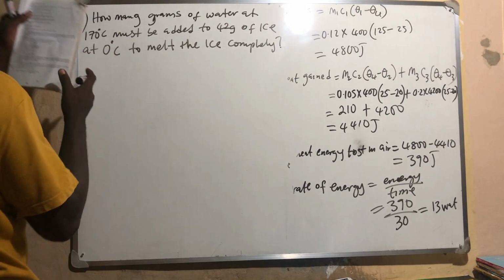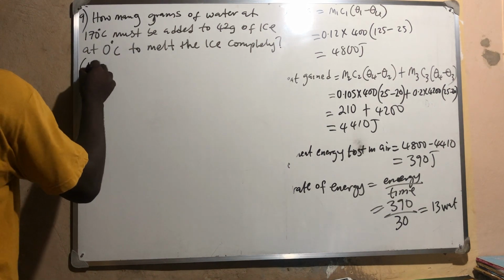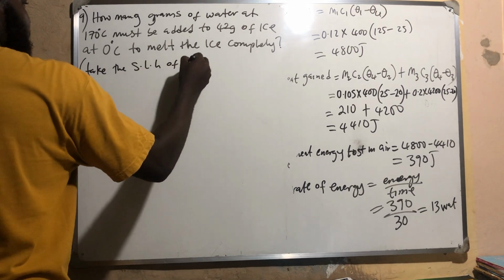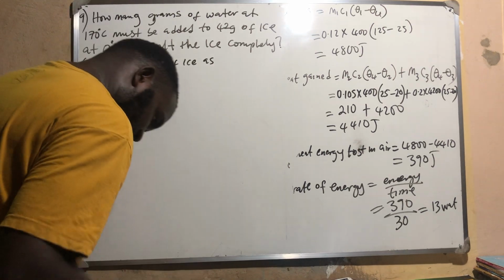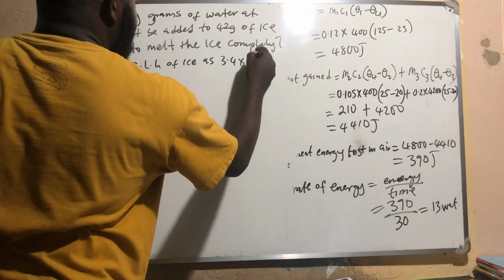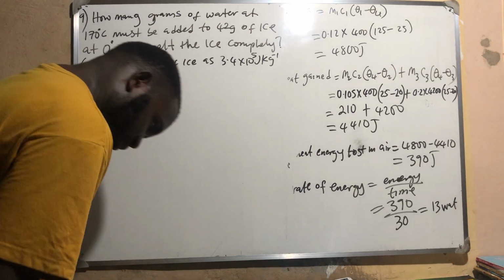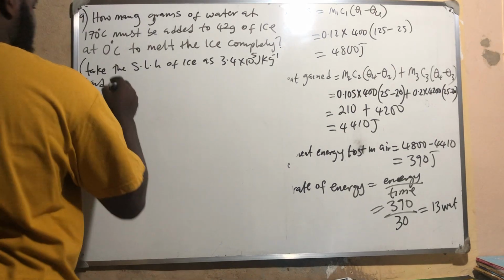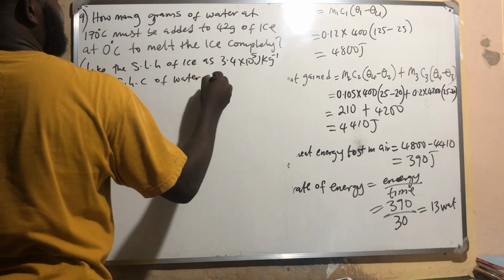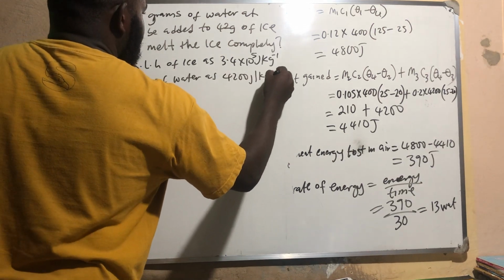Okay, they now say you should take the latent heat of fusion of ice. They say take the specific latent heat of ice as 3.4 times 10 raised to power 5 joule per kg, and the specific heat capacity of water as 4200 joule per kg per Kelvin.